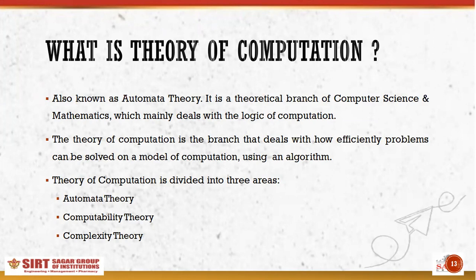Now, this theory of computation is actually divided into three areas. First one is automata theory. At the very first, I will be discussing automata theory. Then comes computability theory. And lastly, we'll be discussing complexity theory. So these are the three areas into which this theory of computation has been divided.